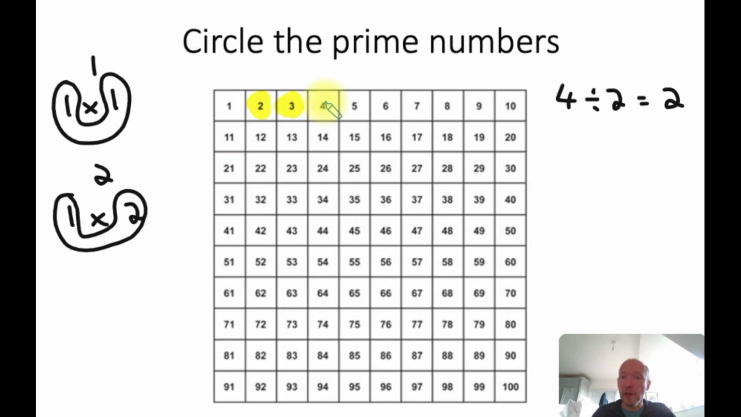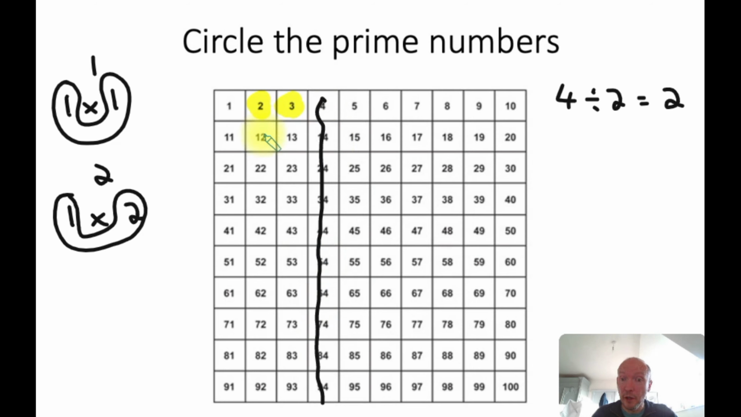In fact, nothing in this column here, it's not as easy as it looks, can possibly be prime. These are all even numbers. They all, in this case, end in a 4. These cannot be prime numbers because they can all be divided by 2.